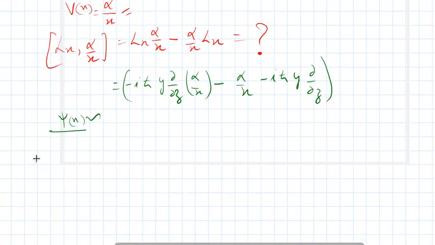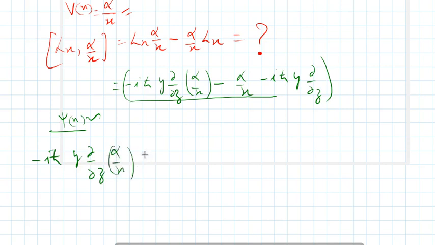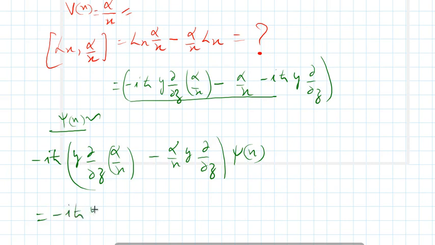If I operate it with psi x, then this part can be rewritten as iota h cross y ∂/∂z alpha over x minus alpha over x, minus iota h cross, sorry, minus iota h cross I have taken outside. So it is y ∂/∂z, and both are operated on psi x, so it can be written in this way. And this is minus iota h cross y ∂/∂z of alpha over x into psi x minus alpha over x and y ∂/∂z of psi x.